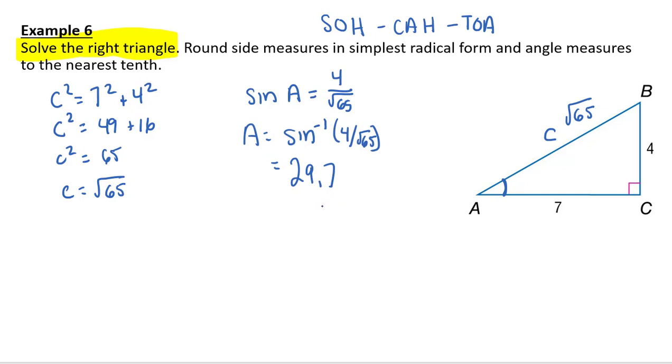So now you have a couple options to solve for B. You could set up another trig function if you wanted. I messed up this trig function, so I'm not going to do that. The angles in a right triangle are complementary. So I do 90 minus 29.7. And this is what angle B equals. Angle B is equal to 60.3 degrees.